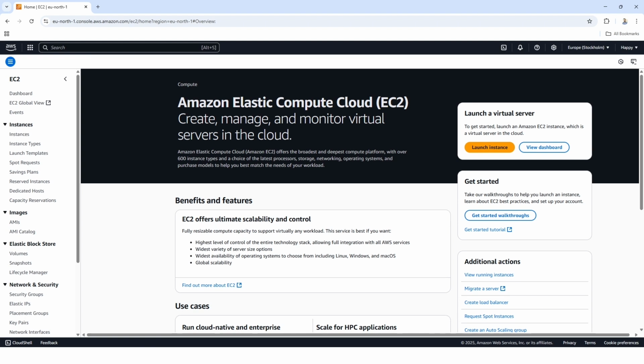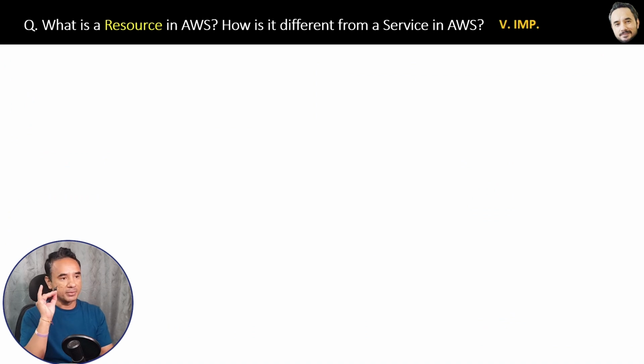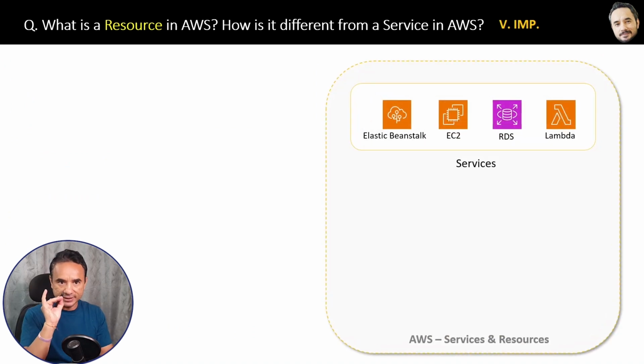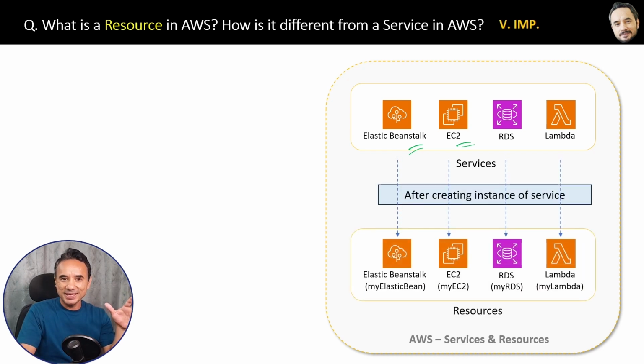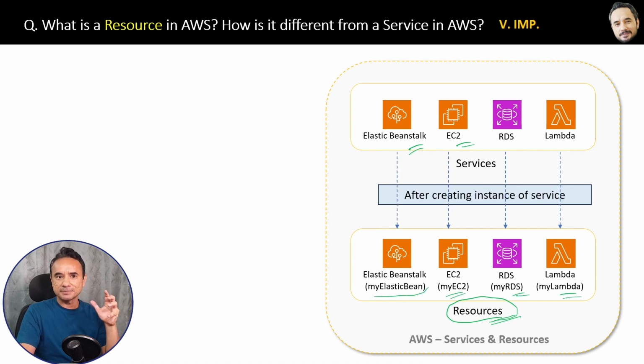Now let's go back to the slide. For example, this is your AWS cloud and there are many services available here, like Elastic Beanstalk. Now your company's AWS developer can use any of these services by creating instances of them like this, and those created instances in your company account are called resources. And you can name them as per your convenience.